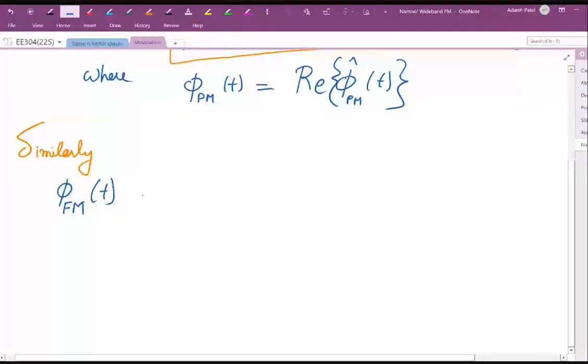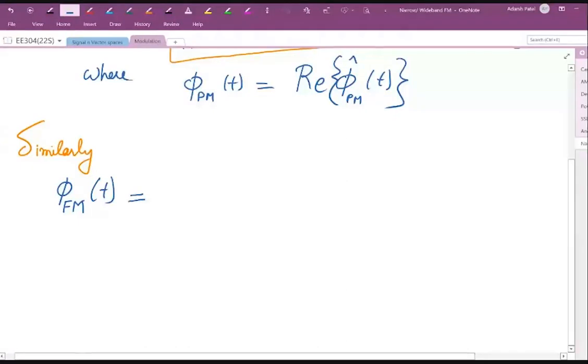Prakash, do you remember what the FM modulated signal was? Prakash, are you there? Prakash Manloi, are you there? So you have joined. Okay. Prakash, are you able to hear me?